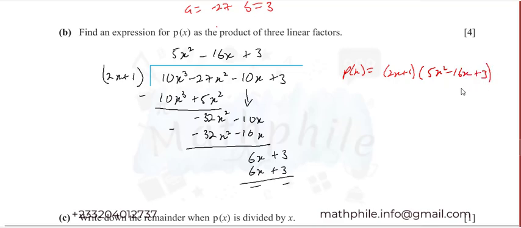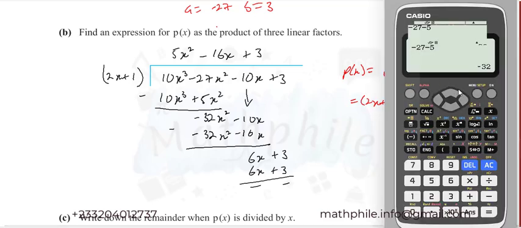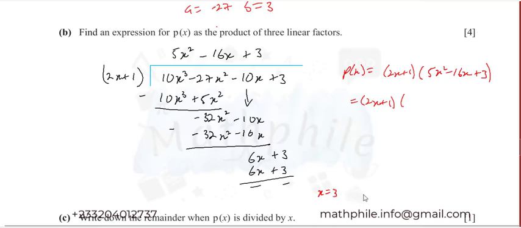You then take your time to factor out the quadratic expression over here. So 2x plus 1. Then I'll use the calculator and go backwards, since we don't really have much time on the clock. So we've got 5, minus 16, then 3. Going backwards, we get x equals 3, then x equals 1 over 5. So the other linear factors would be x minus 3, then 5x minus 1. So take your time and factor out this quadratic expression, and that's what you get.